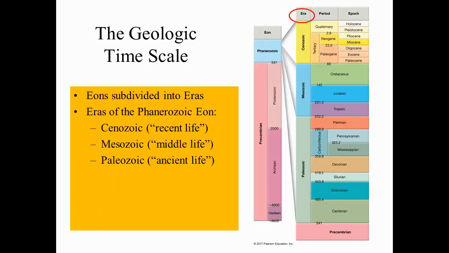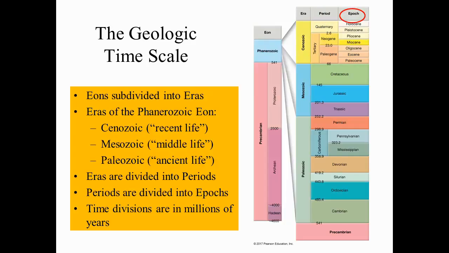Eons are subdivided into eras, and the eras of the Phanerozoic include the Cenozoic, the Mesozoic, and the Paleozoic. Eras, in turn, are subdivided into periods. Periods are subdivided into epochs. And in all cases, notice that the time divisions are in millions of years.